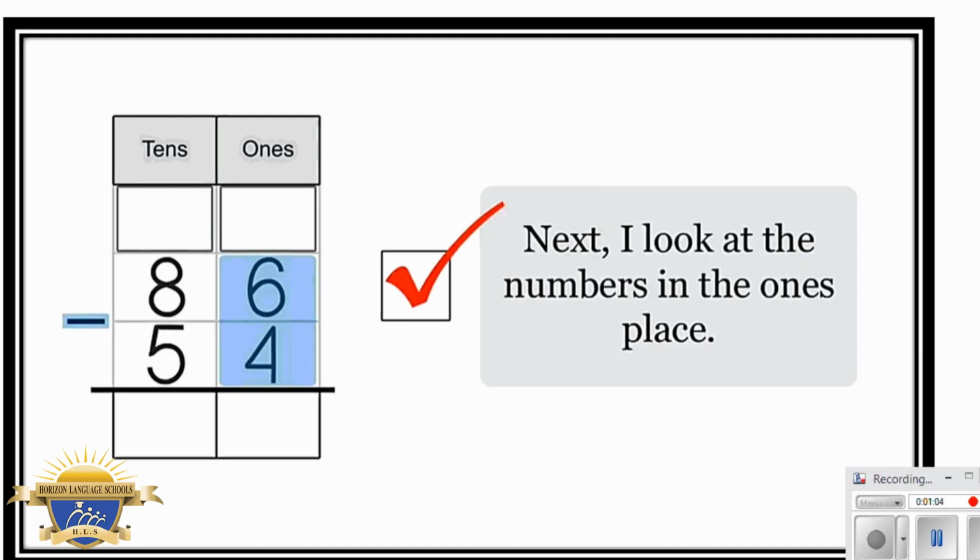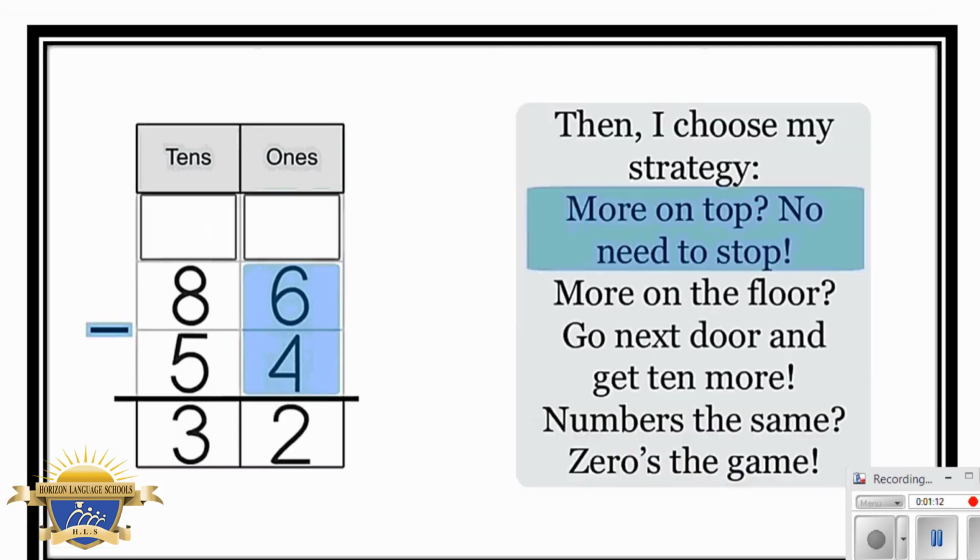We always start with the ones place and look at the numbers and follow to choose the strategy you will solve with. The first one, if we have here more on top, so there is no need to stop. I have here 6 minus 4. The top is greater than 4. 6 is greater than 4. So I can subtract the 4 from 6, right?